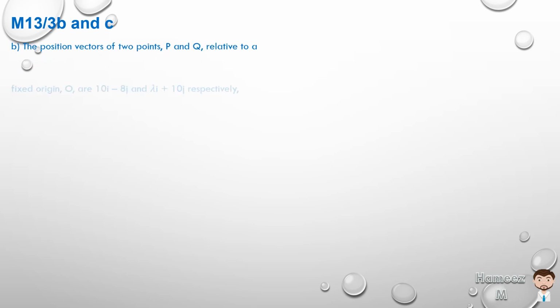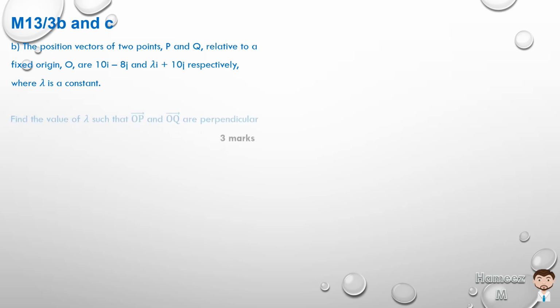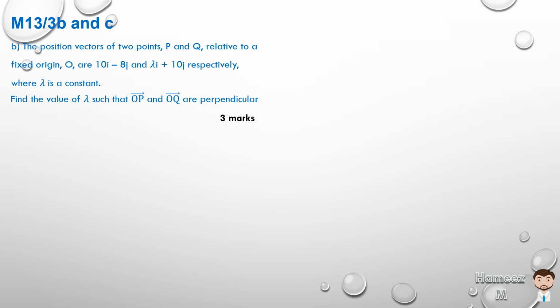May 2013, number 3b. The position vectors of 2 points P and Q relative to a fixed origin O are 10i minus 8j and lambda i plus 10j, respectively, where lambda is a constant. So we can clearly see that this falls under the subtopic of vectors. Find the value of lambda such that vector OP and vector OQ are perpendicular.